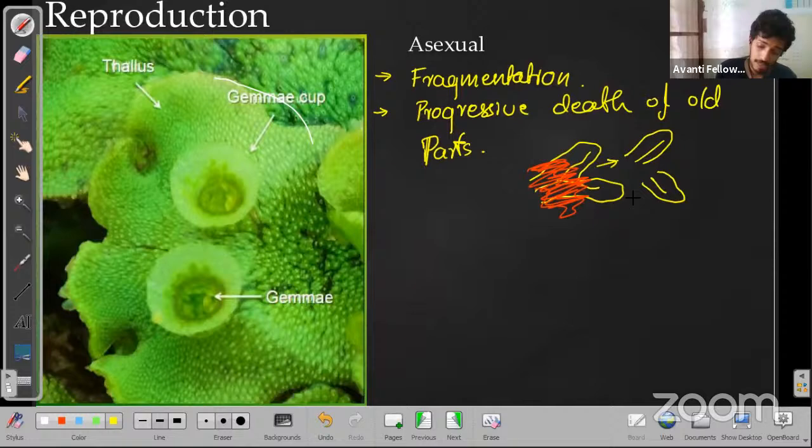How is it different from fragmentation? In fragmentation, something is cut down, right? Here nothing is being cut down, but due to the death of the old parts, this branching will give rise to the new organism. Progressive death of the old parts also gives rise to new organisms.